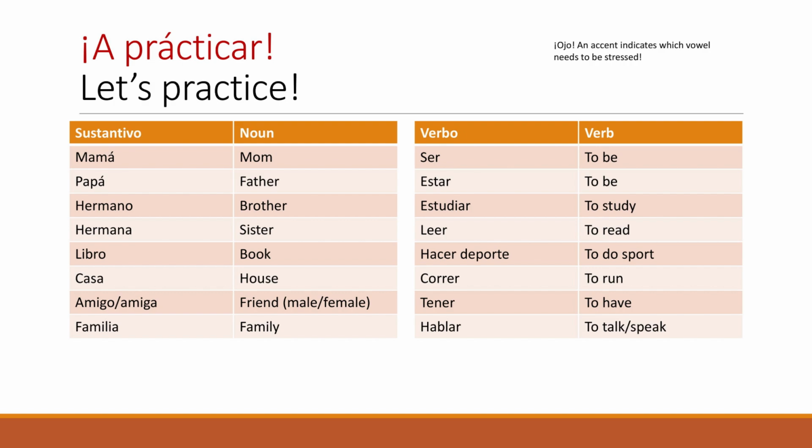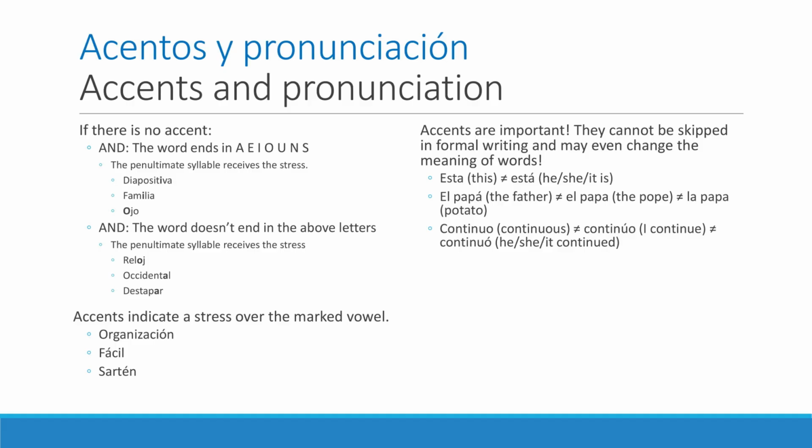So in this case, the H is practically silent. Libro, casa, amigo, amiga, familia, more, ser, estar, estudiar, leer, hacer deporte, correr, tener, hablar. This is just like a vocabulary list. Accents, like I said, will be coming later, right? This is where you would normally put stress on the accent. Otherwise, accents will indicate a different pattern of stress that you should follow.